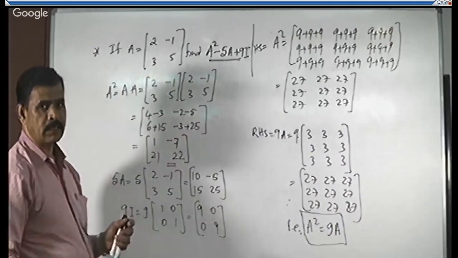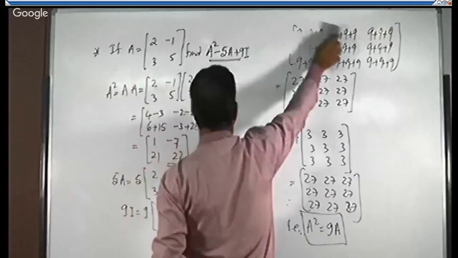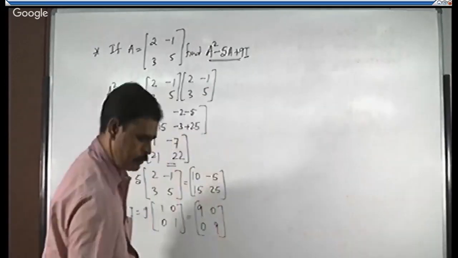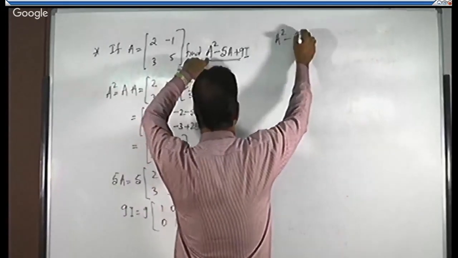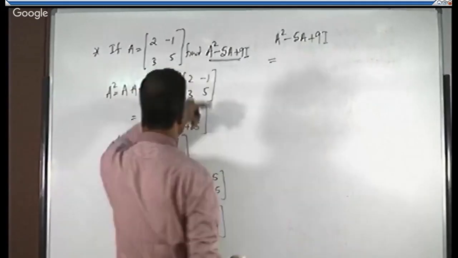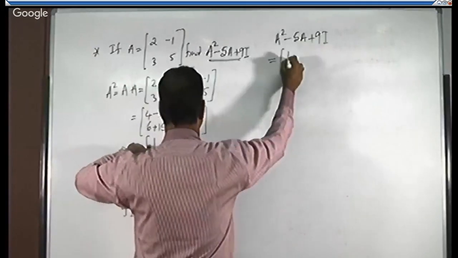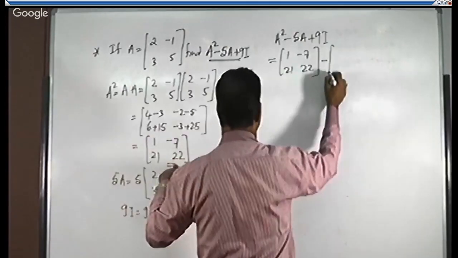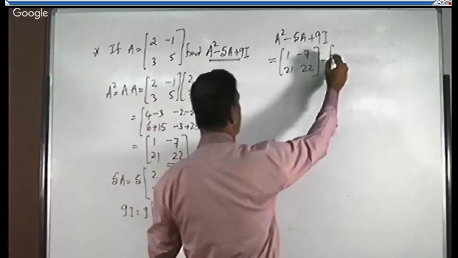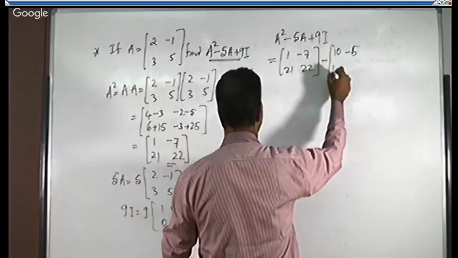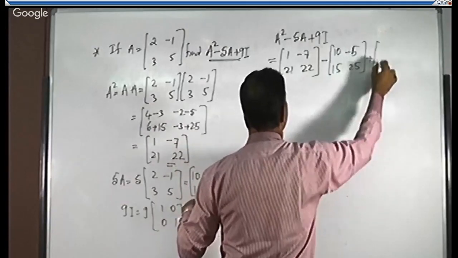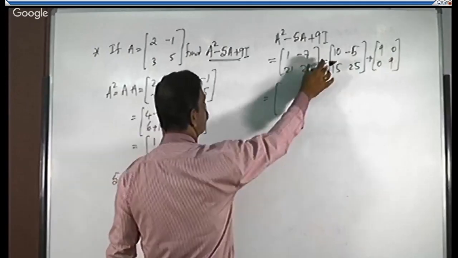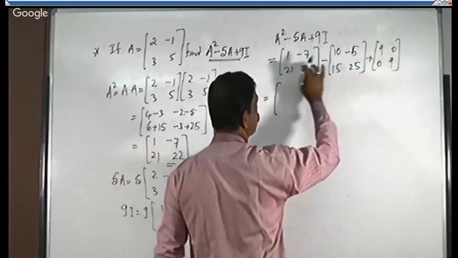Take all these values and substitute in the given equation. What is that equation? A square minus 5A plus 9I. That is equal to A square, 1 minus 7 21 22, minus 5A. 5A is what? 10 minus 5, 15, 25, plus 9I, that is 9 0 0 9. Next, you have to take the subtraction of these two, then we have to add this. So you do it simultaneously.